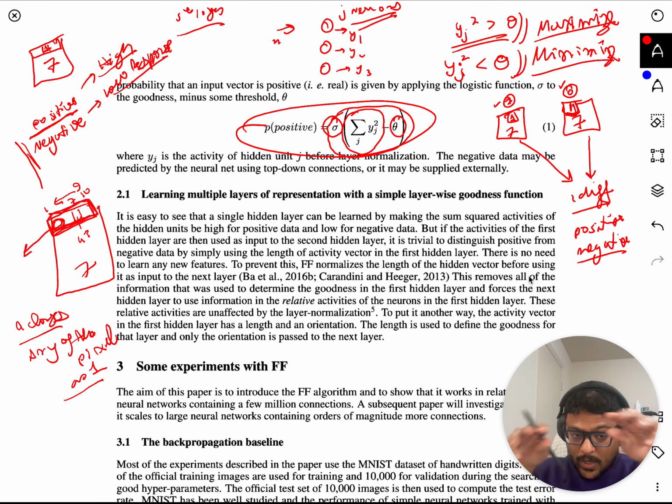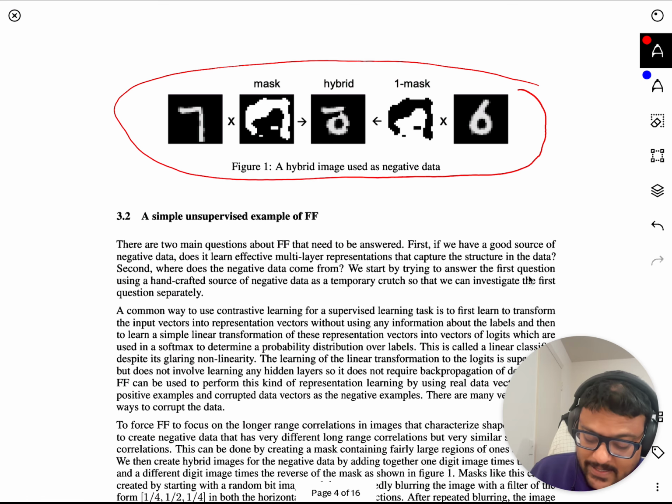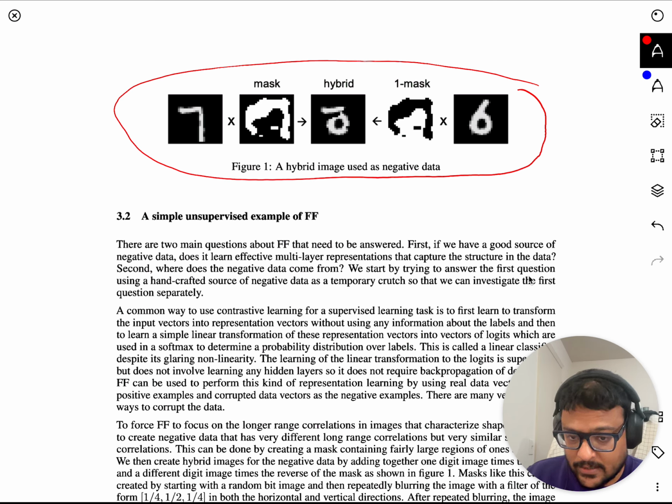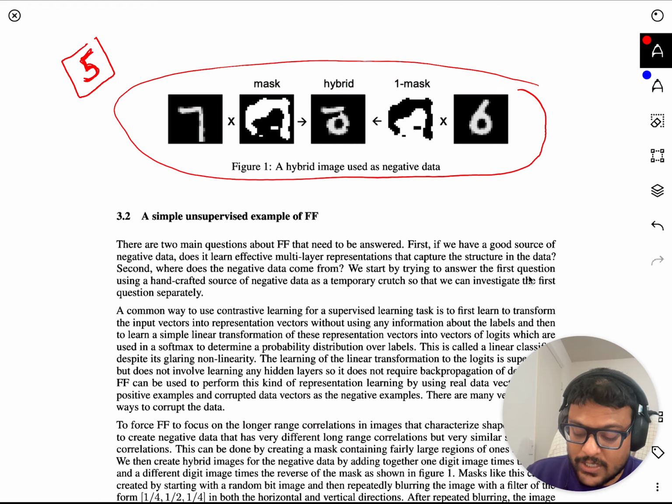Okay, so that is the key point which Hinton is talking about, and that's why he talks about a way to generate the negative samples which are used during the learning process. Okay, so how does he create negative samples? Let's say that you have an image of class 5 and you want to generate negative samples corresponding to class 5.